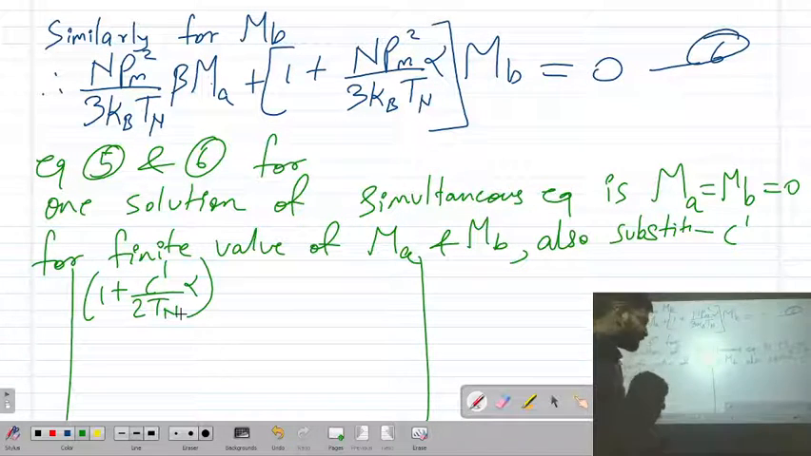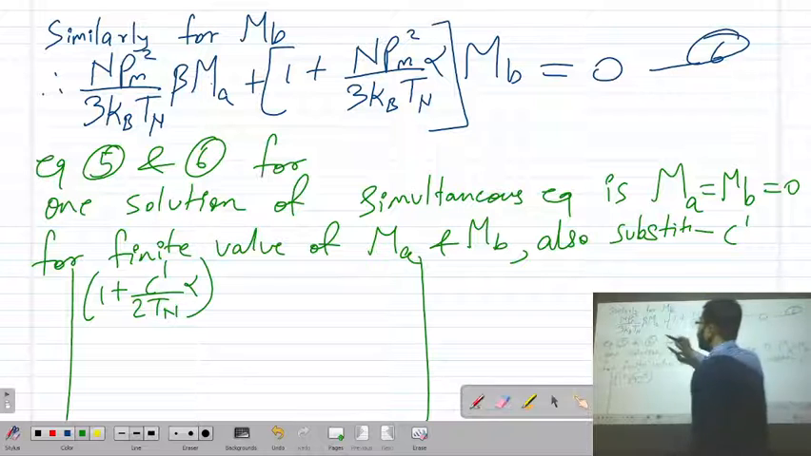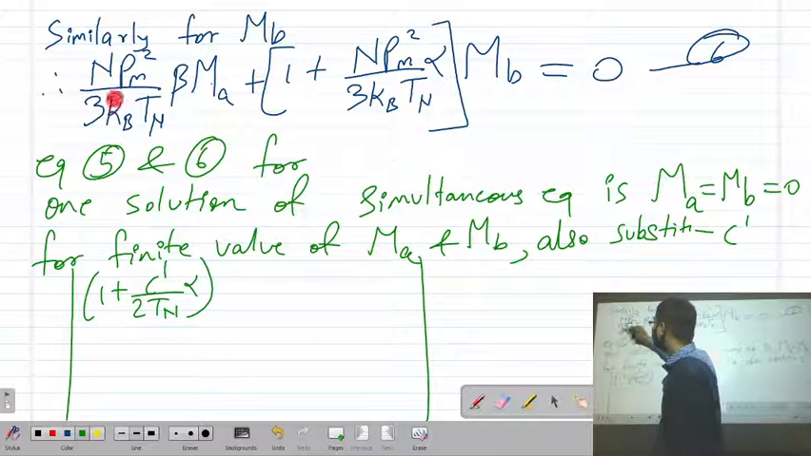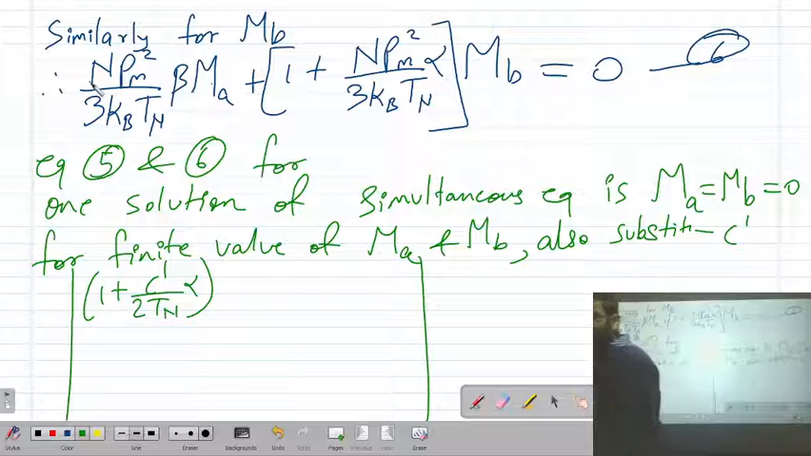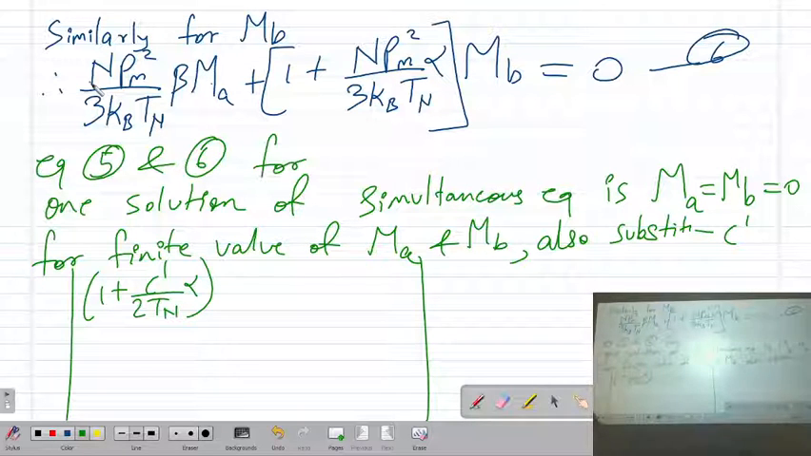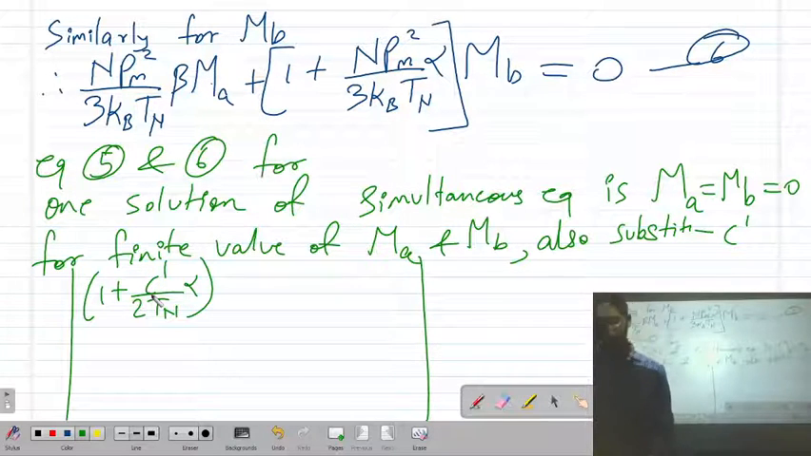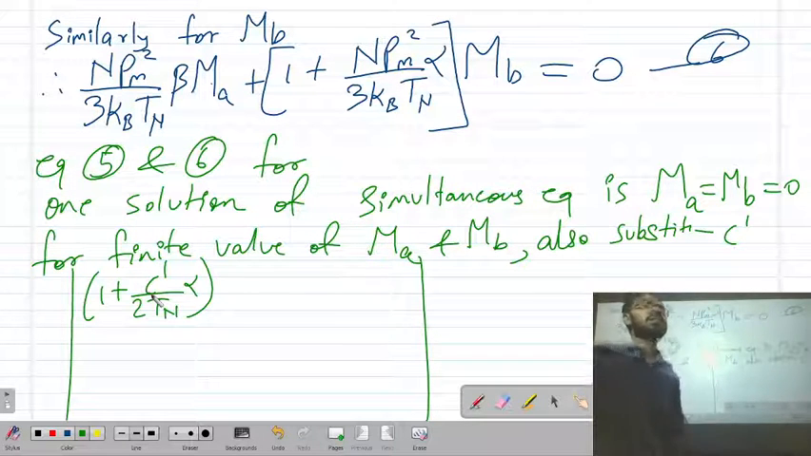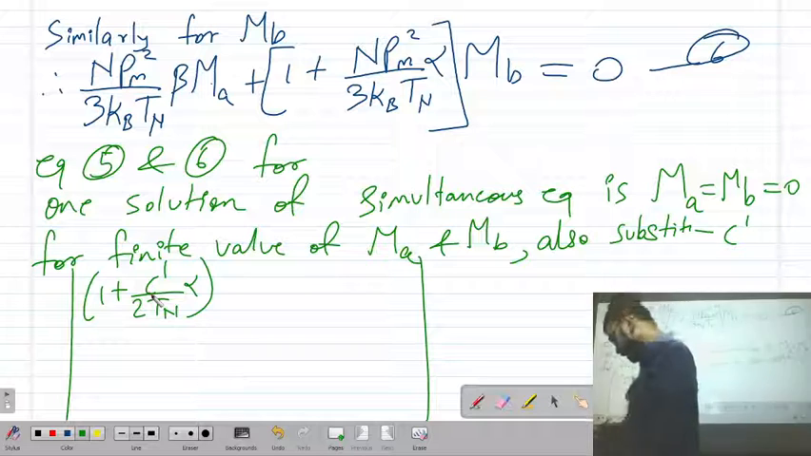Remember, in C dash we have only taken N pm by 2, pm by 3. The 2 was there, but it is not multiplied over here. So we are dividing by this 2, because in C dash we have not considered that factor. You can see the value of C dash, and if you compare, it will be more clear.